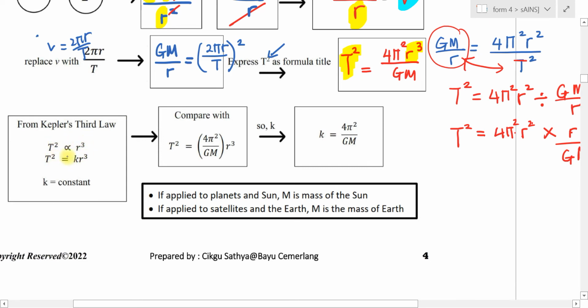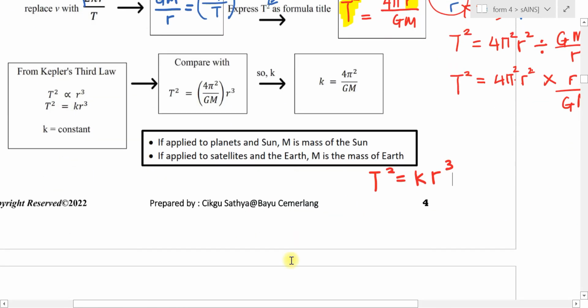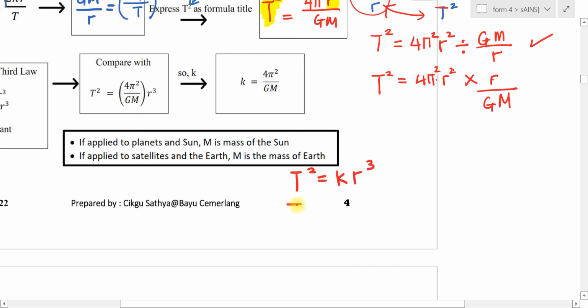So, T square, kalau kita nak hilangkan proportional symbol, dah banyak kali bagi tahu, you nak tukar jadi equal, you kena tambah constant K. K is a constant. From Kepler's law, kita dapat formula macam ni, K R cube. Lepas tu, from equating the gravity dengan centripetal force, kita pula dapat macam ni. T square equal to 4 pi R cube over GM.